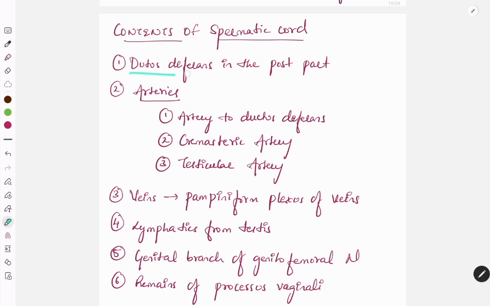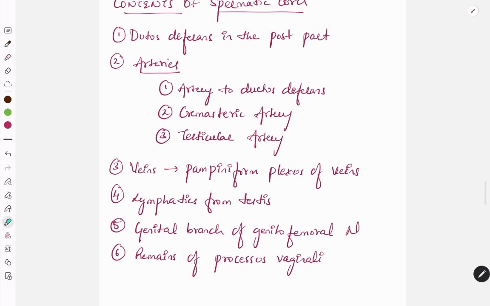In testes, we have the vas deferens, also known as ductus deferens. So the first content of the spermatic cord is nothing but the ductus deferens in the posterior part. Then you need to remember there are 3 arteries. This is very easy to remember. You already know that there is ductus deferens, so this ductus deferens needs an artery. So the first is the artery to the ductus deferens.